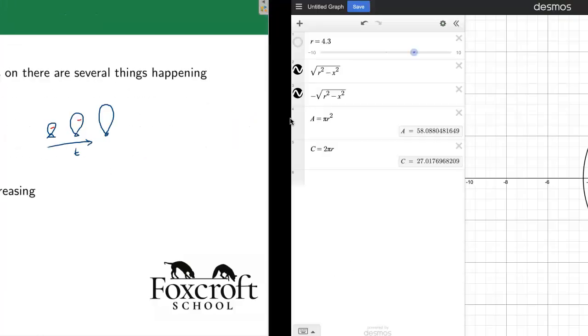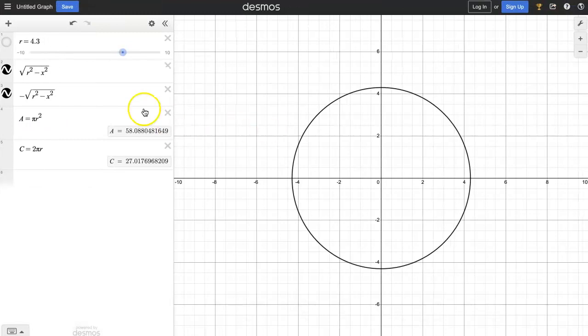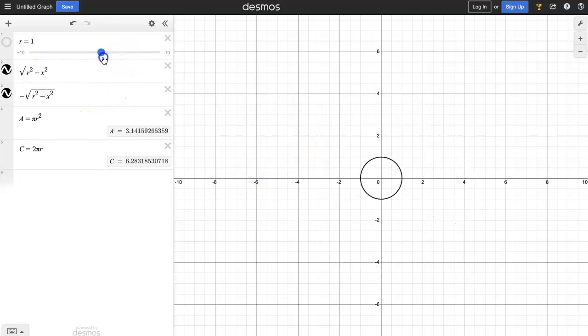All right, another simple example. If we look at this Desmos thing, we have a circle, and I can change the radius. So we start off with a radius of 1. We can see the area and the circumference. The area is smaller than the circumference. Different units, because this is units squared and this is units, but area is smaller than the circumference.